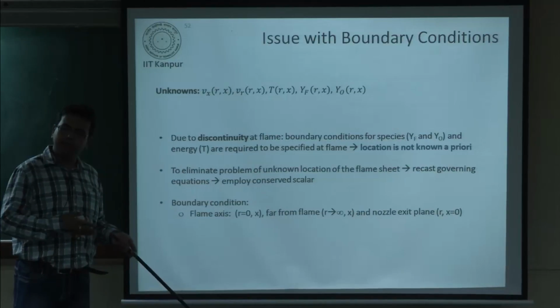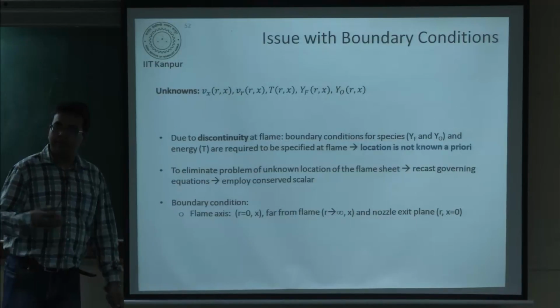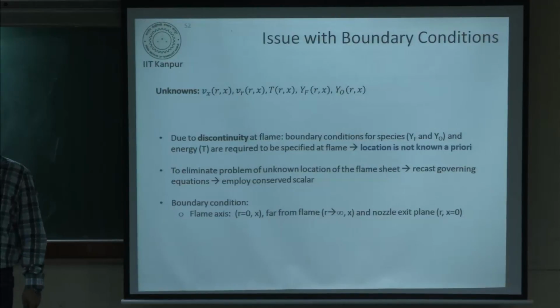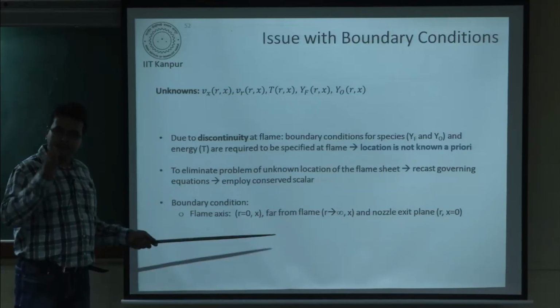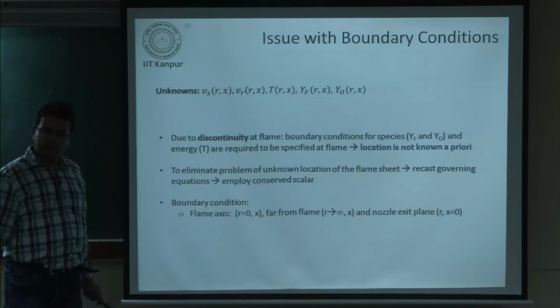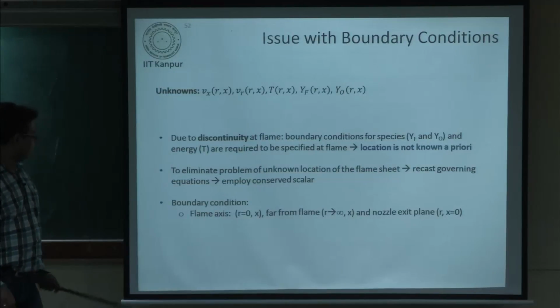So that is a problem that we encounter here, but we did not get the same problem when we talked about the non-reacting jet. But for the reacting jet, there is a discontinuity at the flame, and therefore we need to specify the boundary conditions at the flame, but we do not know the location of the flame. That is the problem, okay.